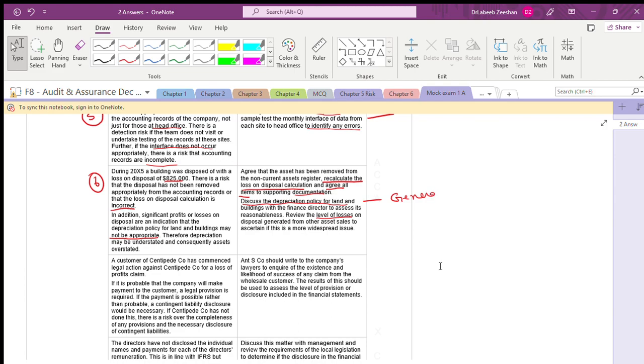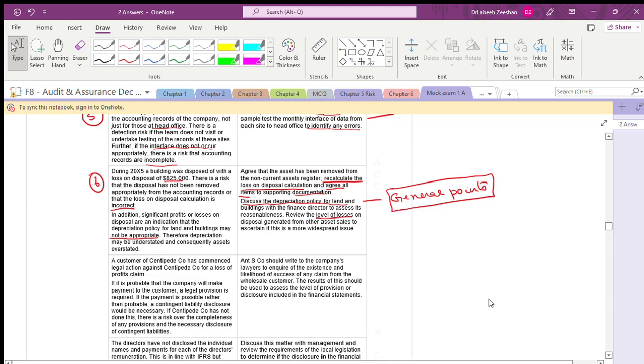These are general points which we can use when we are running short of points. That is the reason we call it a wild card. If nothing works, we should not give up. You have to use something which is general but relevant to the situation concerned. Review the losses on disposals of other assets. You know how the other assets have been sold.